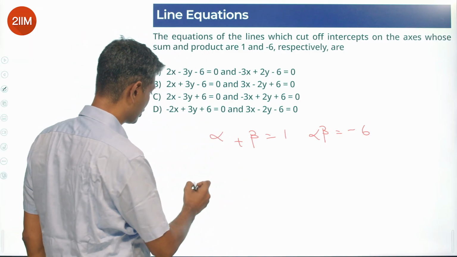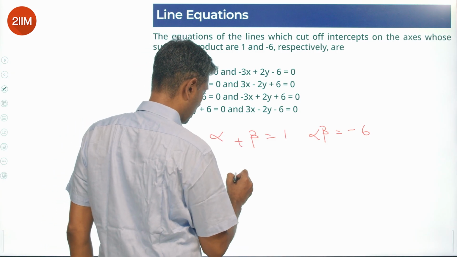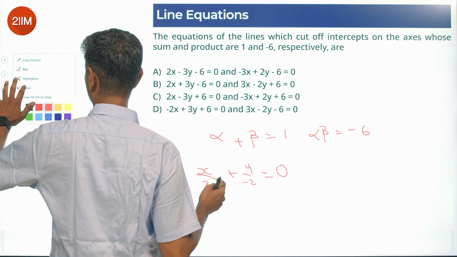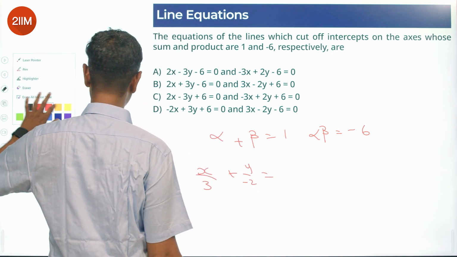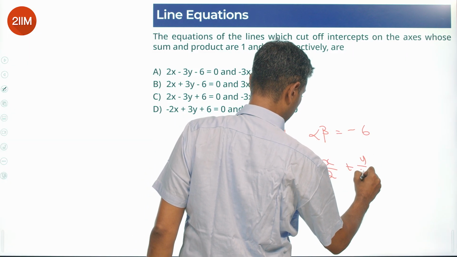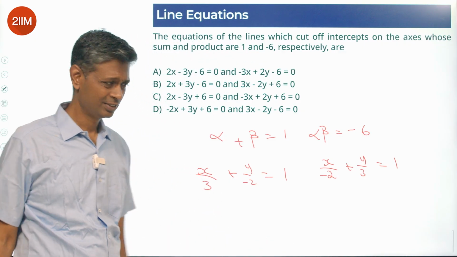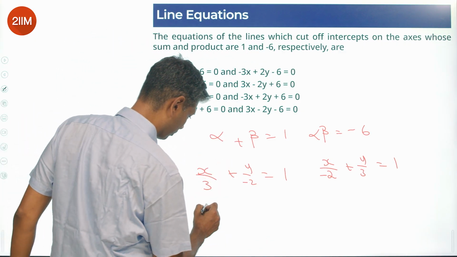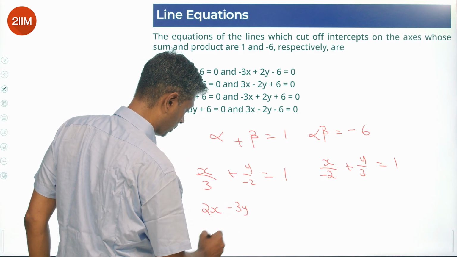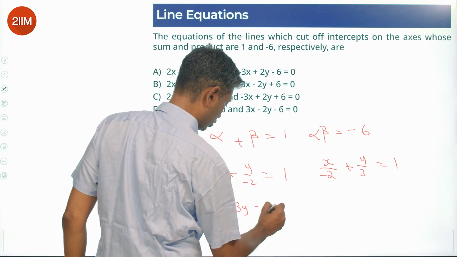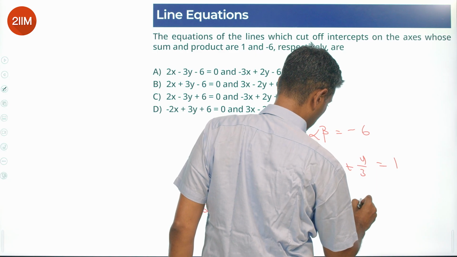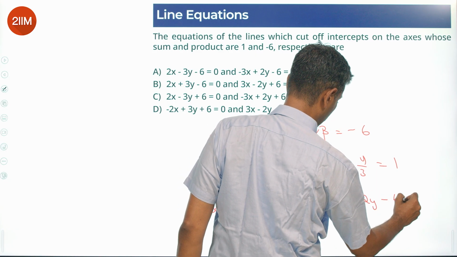So our equation should be x by 3 plus y by minus 2 equal to 1. Oh, I'm saying 1 and writing 0. Or x by minus 2 plus y by 3 equal to 1. One of these two. So multiply by 6, we get 2x minus 3y minus 6 equal to 0. Multiply by 6 again, minus 3x plus 2y minus 6 equal to 0.